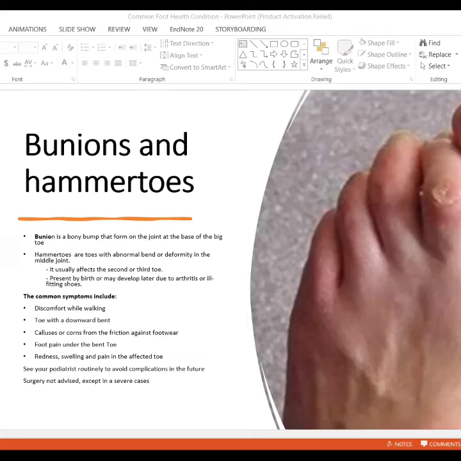Bunion and hammertoes. Bunion is a bony bump that forms on the joints at the base of the big toe, although sometimes it can be seen at the base of the fifth toe as well. Hammertoes are toes with abnormal bend or deformity in the middle joint. It usually affects the second and third toes.